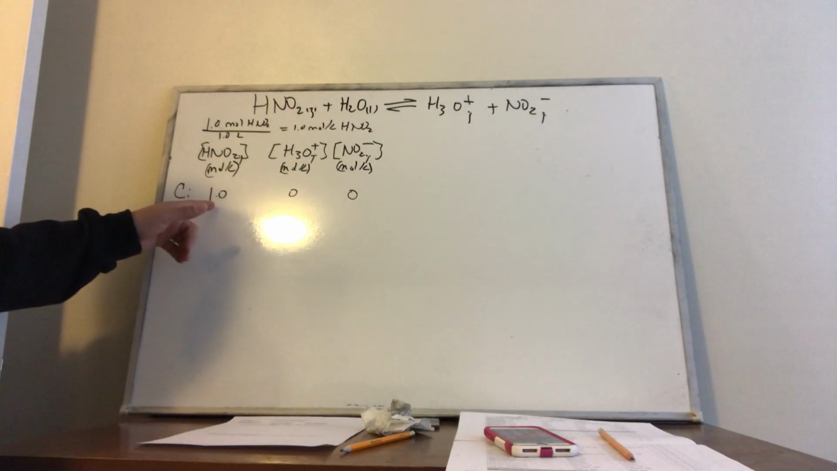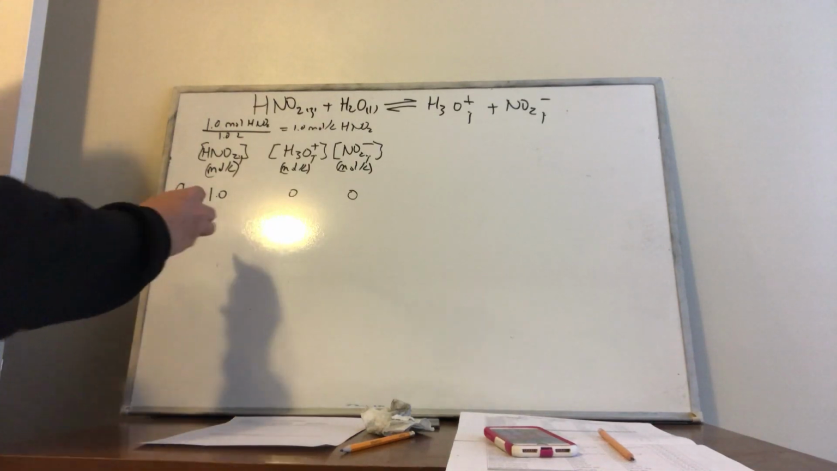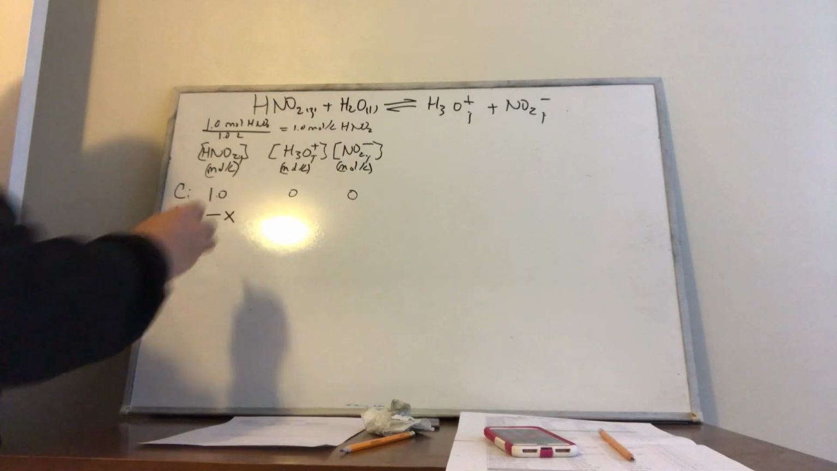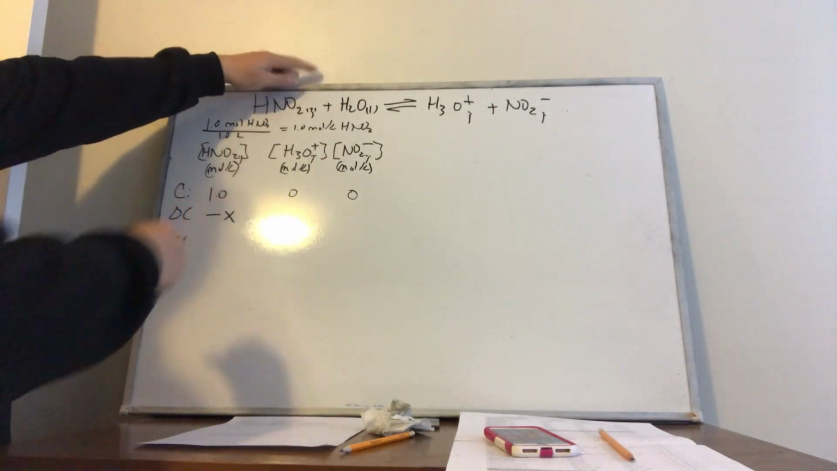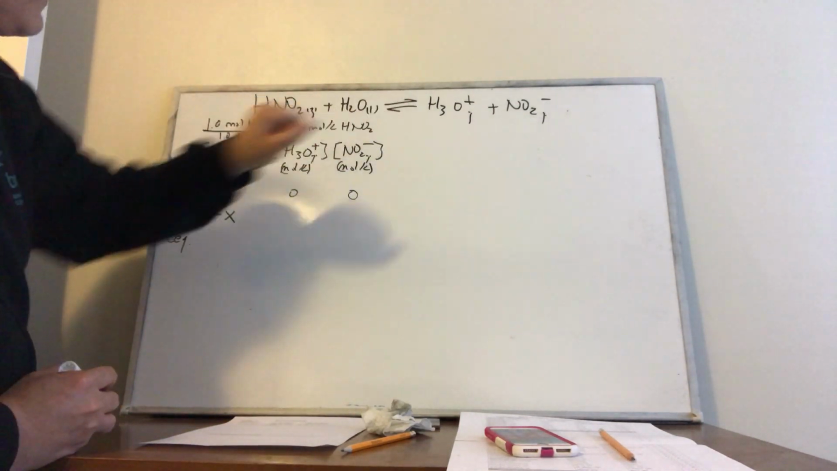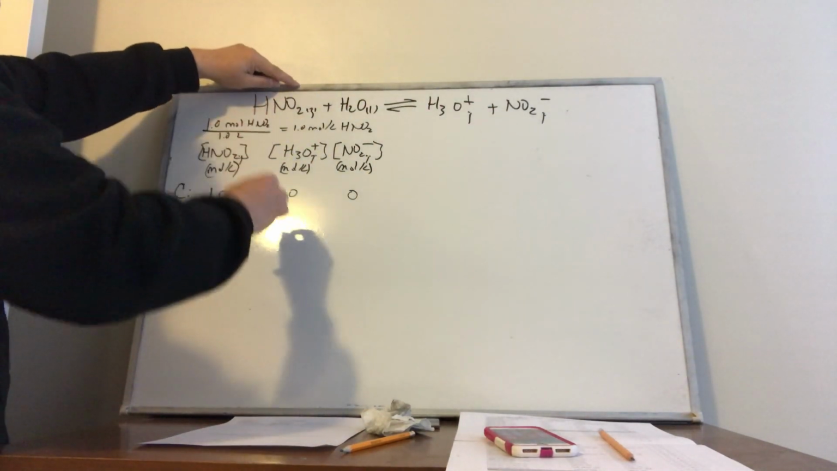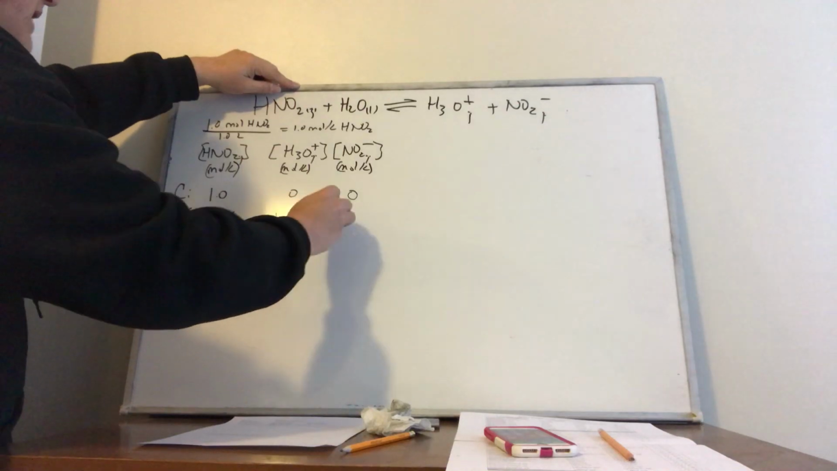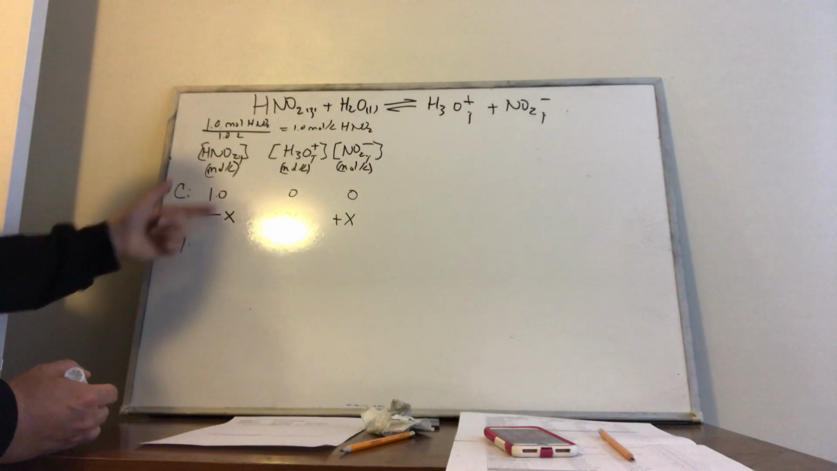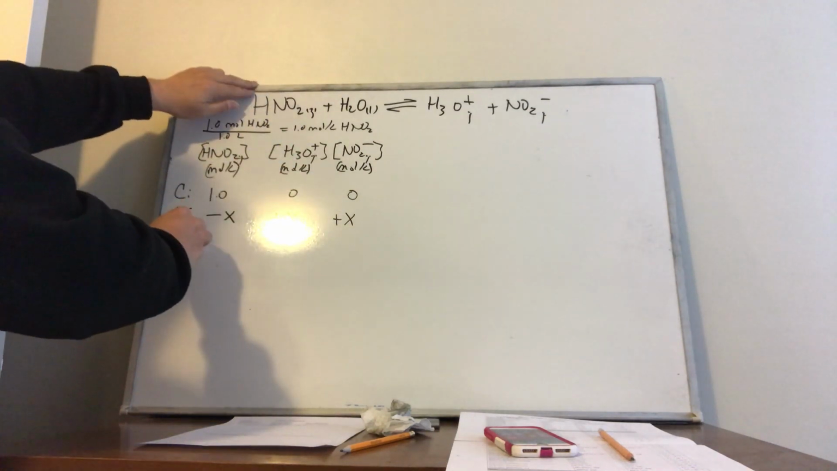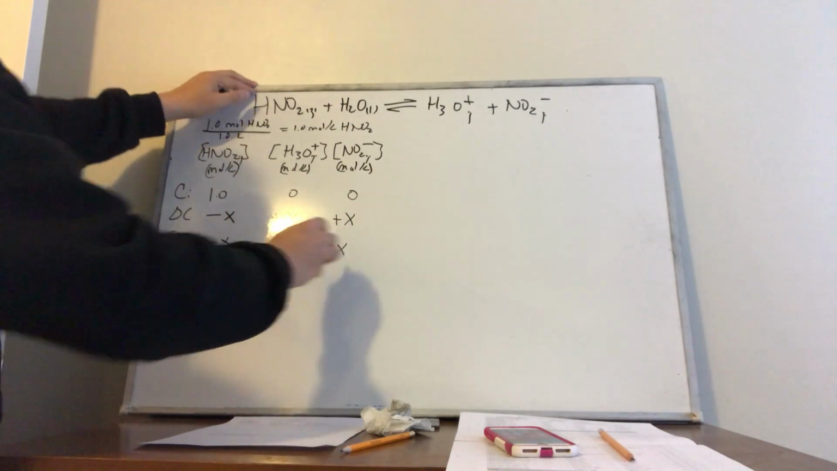So we know we started with 1.0, 0, and 0. How much does it lose? We don't know, so we'll call that minus x. How much do these gain? We don't know, but since it's a 1-to-1 relationship, if it loses x, they each gain x. So we add the two rows together. So at equilibrium, we have 1.0 minus x, x, and x.